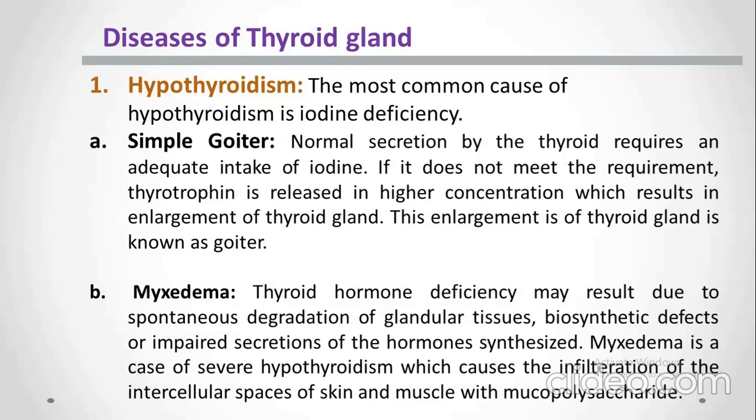The most common cause of hypothyroidism is iodine deficiency, and it will cause a simple goiter. In this, normal secretion by the thyroid requires an adequate intake of iodine. If it does not meet the requirement, thyrotropin is released in higher concentration, which results in enlargement of the thyroid gland. And this enlargement of the thyroid gland is known as goiter.